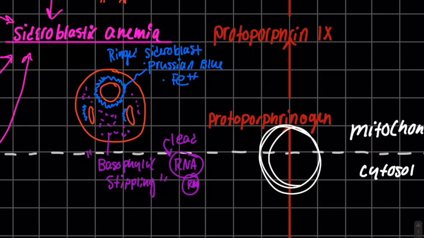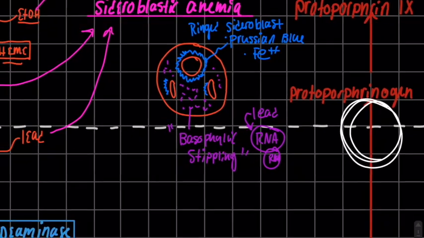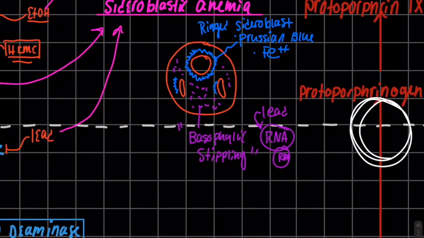In a question, they'll give you a description of somebody with lead toxicity, and they'll say on blood smear, and they'll show you a picture, they have these little purple dots in the red blood cell, and that's basophilic stippling.